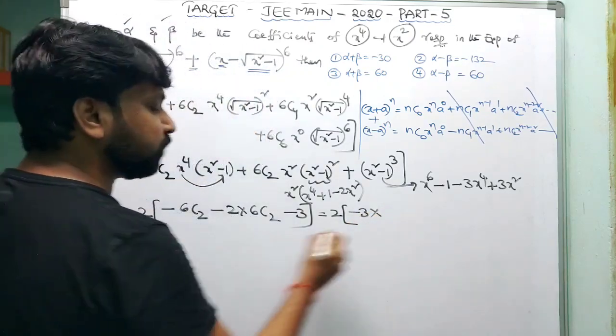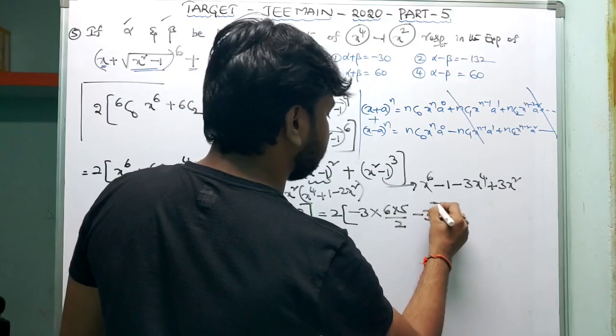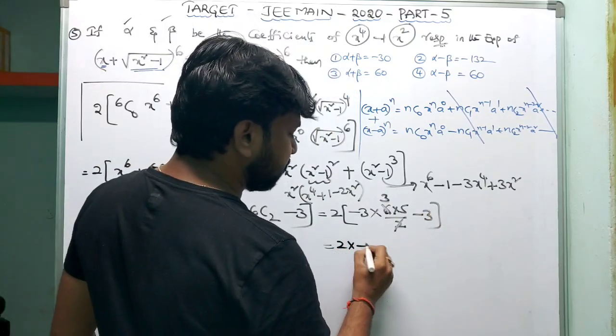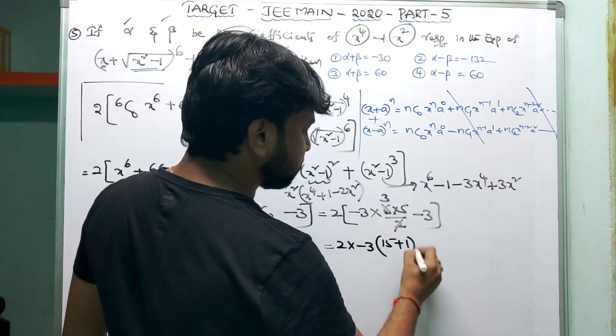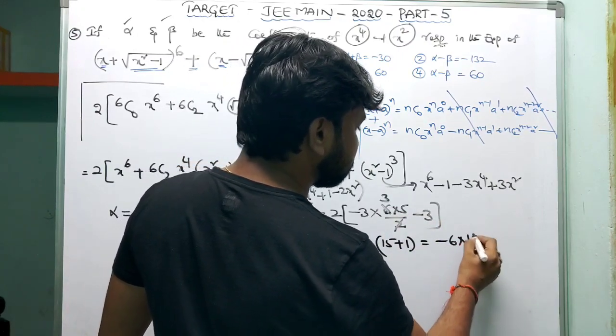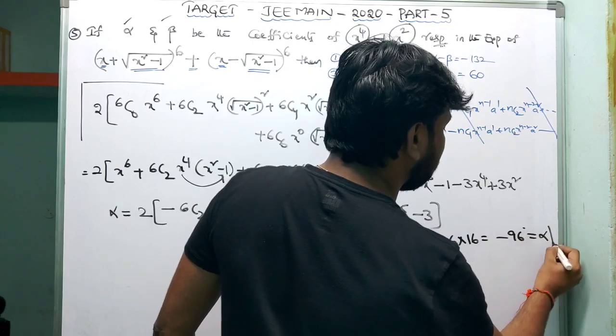Minus 3 into 6C2 is nothing but 6 into 5 by 2, minus 3. 2 into minus 3, that is 3 into 5, 15, minus, common means plus 1, that is minus 6 into 16, you get minus 96. This is the result for alpha.